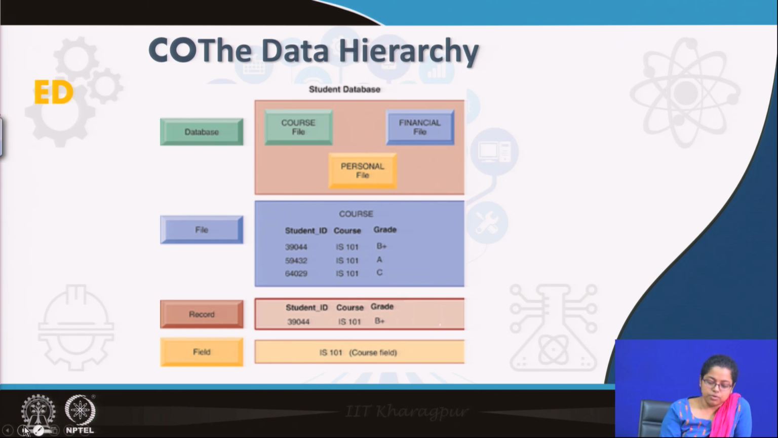And the next problem related to the traditional file system is the problem of data inconsistency. What do we mean by this? If the same data is stored in multiple locations, there is a problem of inconsistency or discrepancy. We will understand this through two very simple examples.